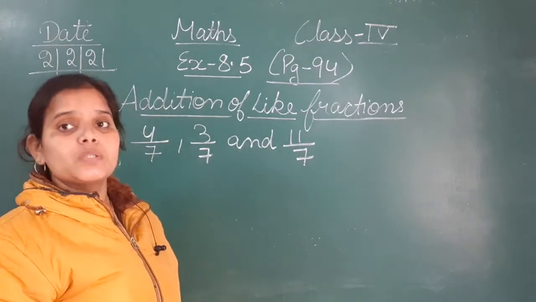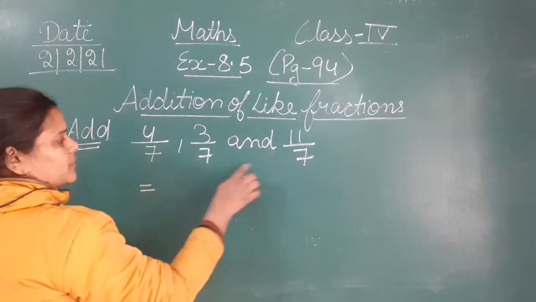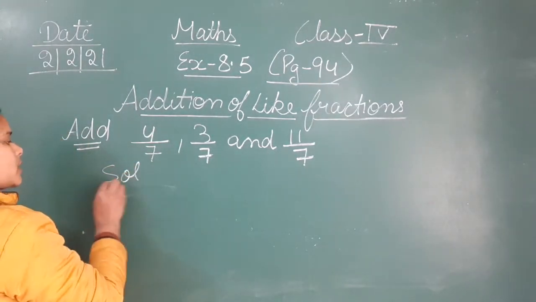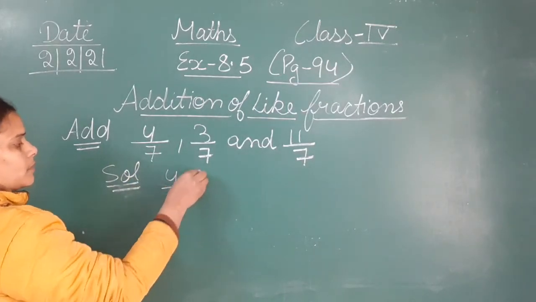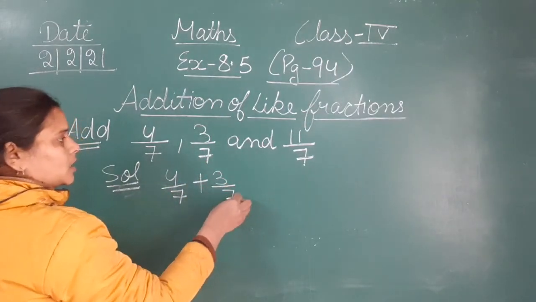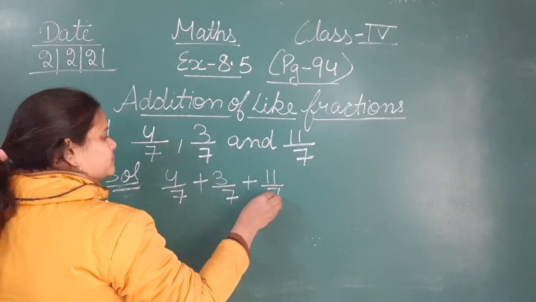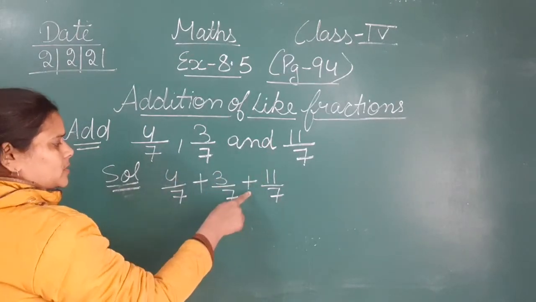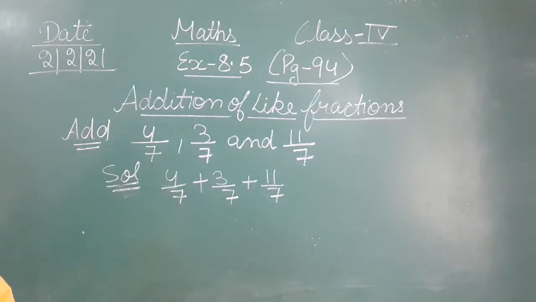Method क्या होगा बेटा? वो बिल्कुल same रहेगा. So first of all we will write all these fractions. Let's add 4 upon 7 plus 3 upon 7 plus 11 upon 7. Put the addition sign in between. Don't forget to put this addition sign.